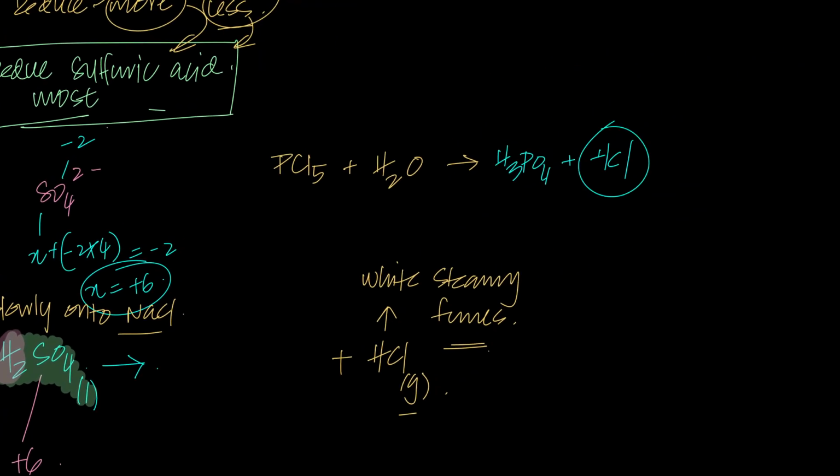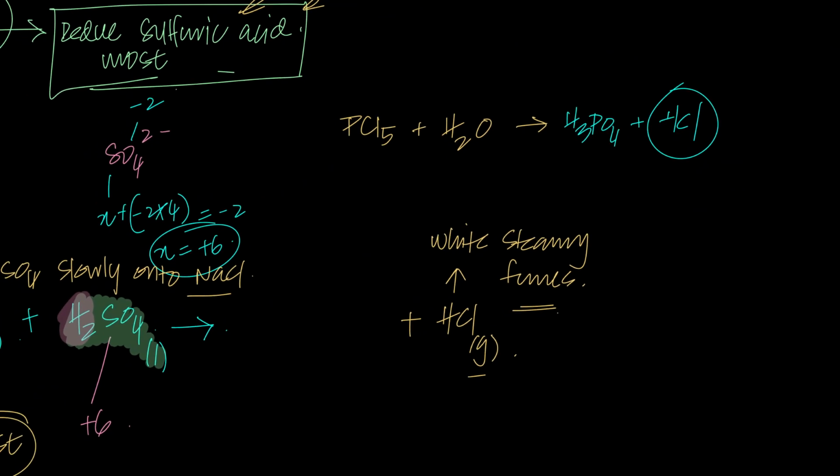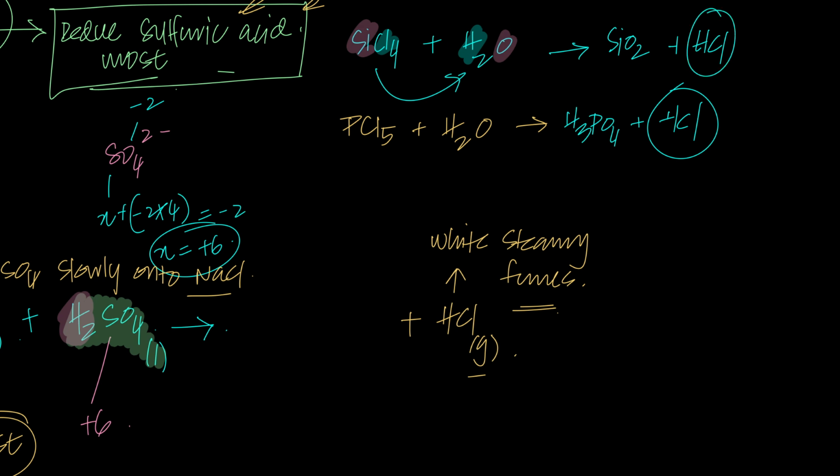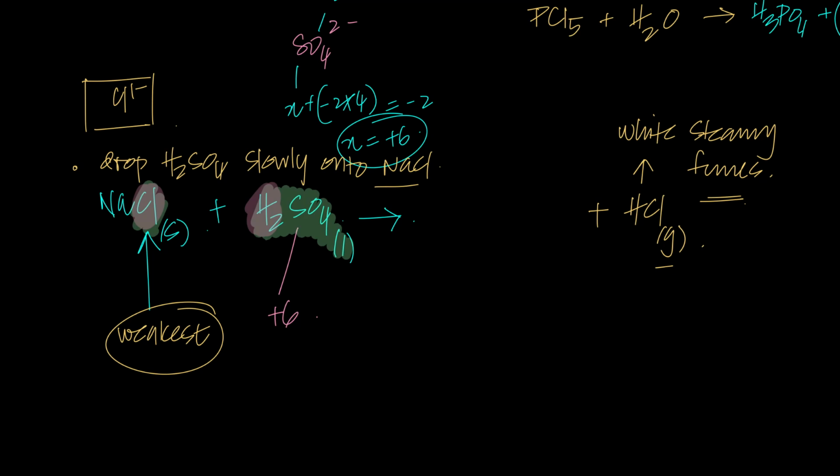Similarly, for the others, when added to water, like for example SiCl4 plus H2O, what would you get? You would get SiO2 plus HCl, right? Why SiO2? Si and O, and then H and Cl, right? So this is how we studied that these white steamy fumes form. Whenever HCl gas is forming, it's white steamy. Even HBr, even HI, they are white steamy fumes.